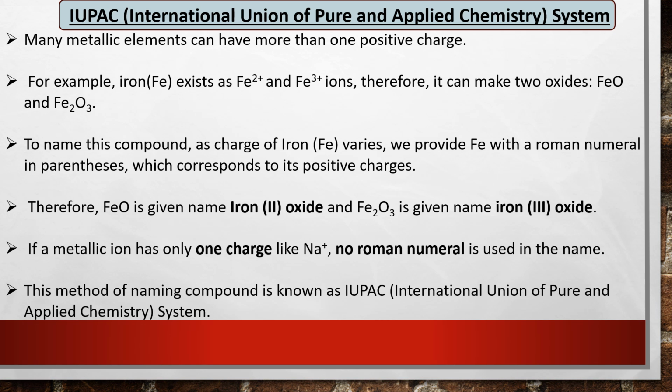To name this compound, as the charge of iron varies, we provide iron with a Roman numeral in parentheses, which corresponds to its positive charges. Therefore, FeO is given name iron(II) oxide and Fe2O3 is given name iron(III) oxide. If a metallic ion has only one charge like sodium ion, Na+, no Roman numeral is used in the name. This method of naming compounds is known as IUPAC, which means International Union of Pure and Applied Chemistry System.